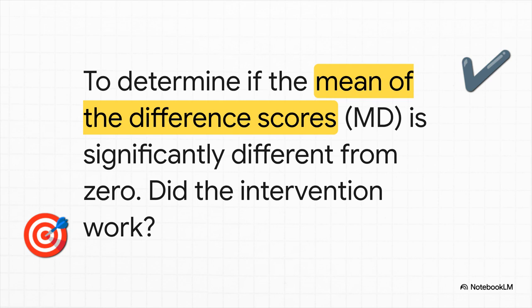So our research question completely transforms. Now we're asking, is the average change significantly different from zero? It's pretty clever, right? By focusing on these difference scores, we've turned what looks like a two-condition problem into a much simpler one-sample problem. We're just asking, on average, did our intervention cause a real measurable change? Was there an effect or not?